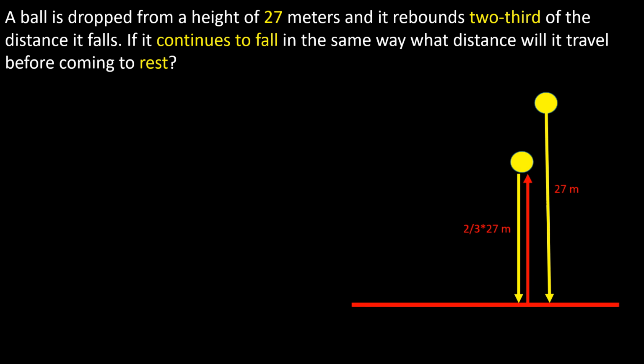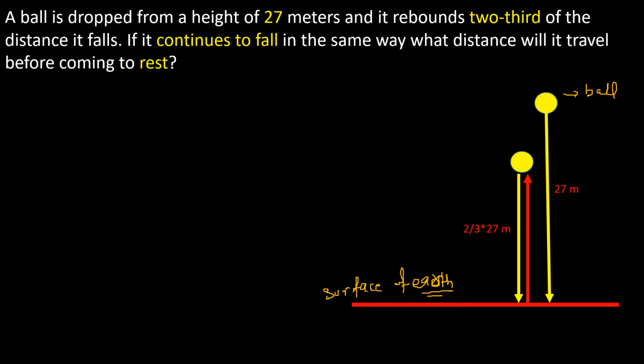It says that if we have a ball, and that ball is dropped from a height of 27 meters. So when it has been dropped, it has covered the 27 meters and it strikes the surface of earth. So this is the surface of earth here. So it strikes and it rebounds back, and it rebounds two-thirds of the distance it falls. So it has fallen by a distance of 27 meters, so it will rebound two-thirds of 27, which means 2 by 3 times 27.